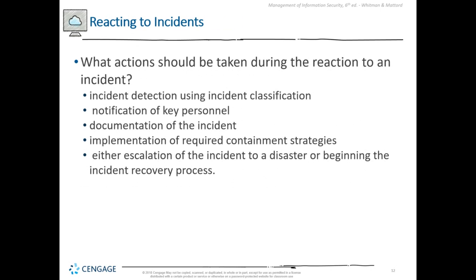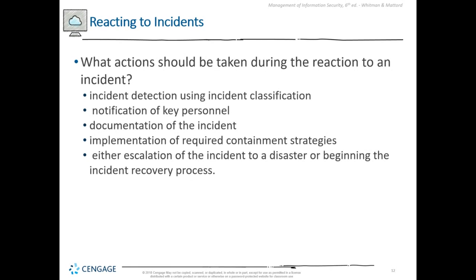So what action should be taken during the reaction to an incident? You should use incident detection using incident classification. So what is incident classification? That's the process of examining an adverse event that has the potential to escalate into an incident and determining whether it constitutes an actual incident. When you classify an incident, that's a responsibility of the IR team.